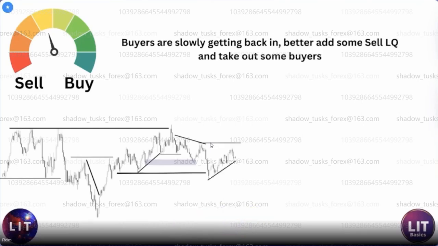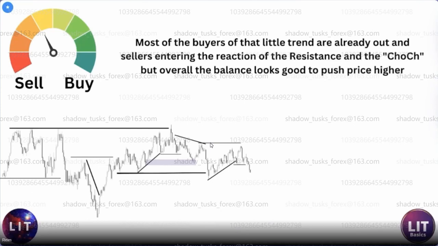What's about to happen? Of course, a reaction. Buyers slowly getting back in. Better add some sell liquidity to take out some buyers again. How do they do it? Creating a double top in here, trend line. The trend line trade is getting stopped out to become, of course, liquidity in the long run. They show again the fake CHoCH in here coming from a double top order flow reaction with imbalances in here.